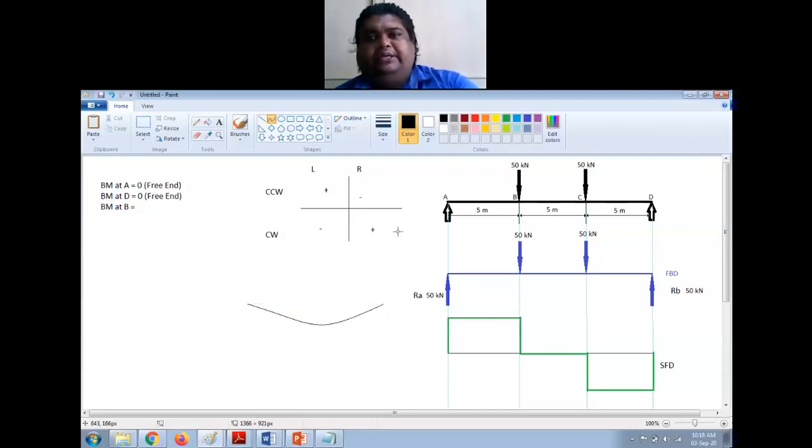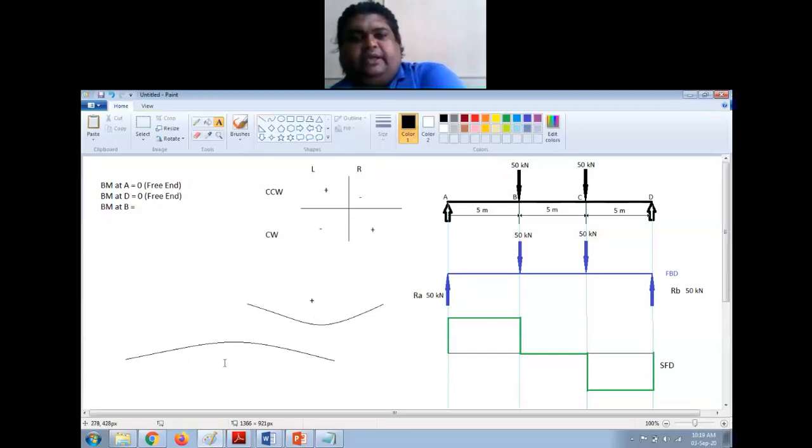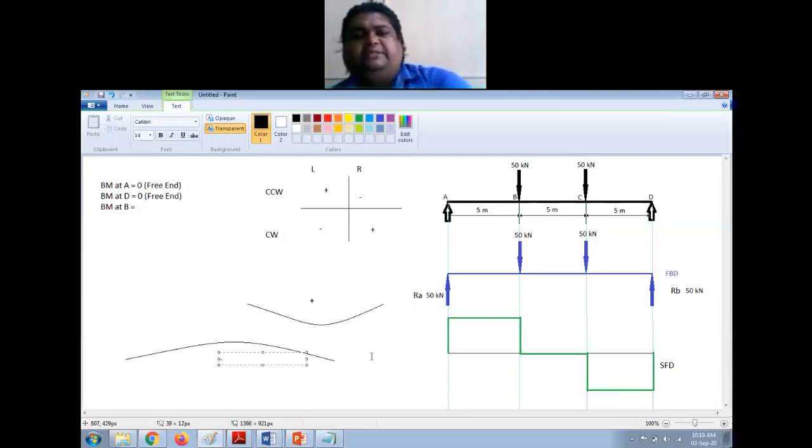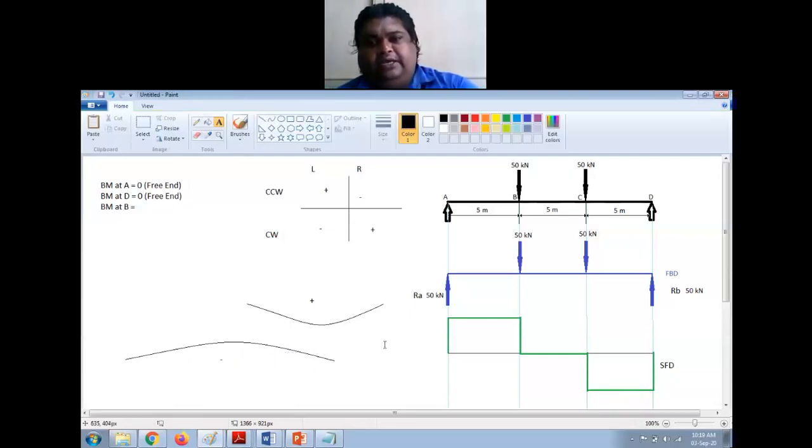Now there can be a reverse condition. If the load is applied upwards from here and the reaction is downwards on the end, then the beam would be bent like this, right? So this is called hogging bending moment. So sagging bending moment is taken as positive, and hogging bending moment is taken as negative. This is another sign convention.